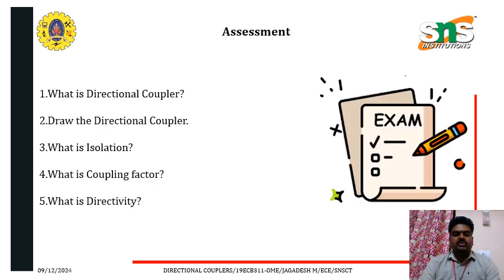Let's take the assessment. The first question is, what is a directional coupler? Second question, draw the directional coupler. Third, what is isolation? Fourth question, what is coupling factor? And the fifth question is, what is directivity?